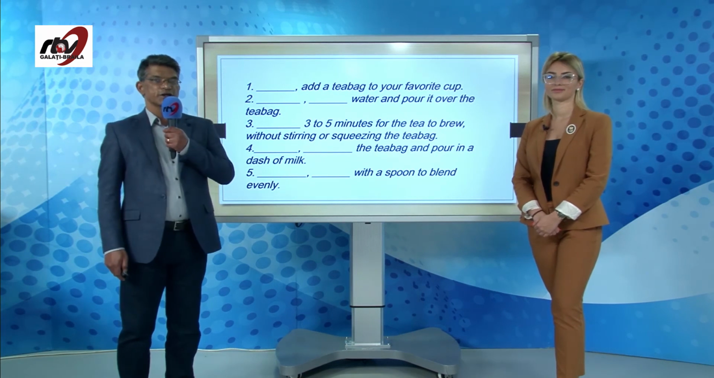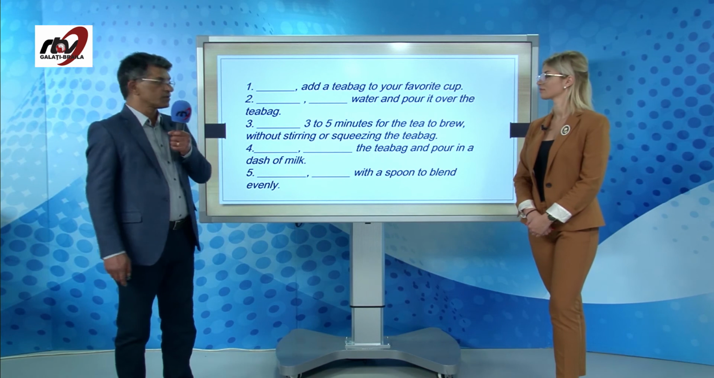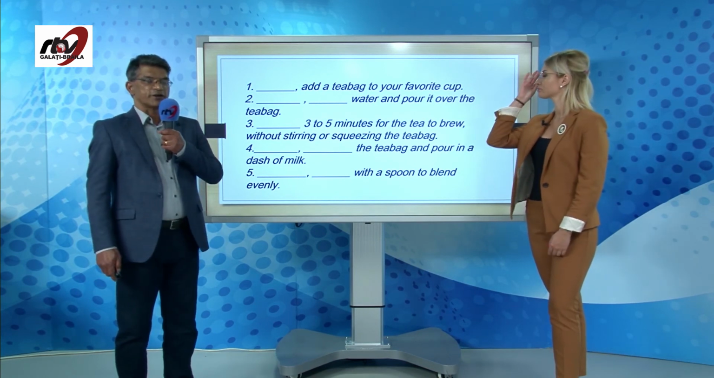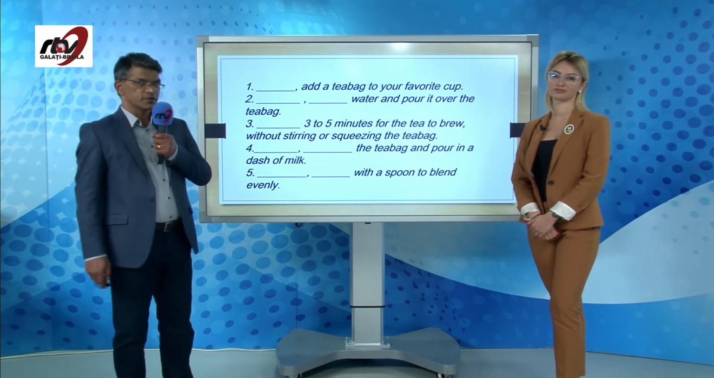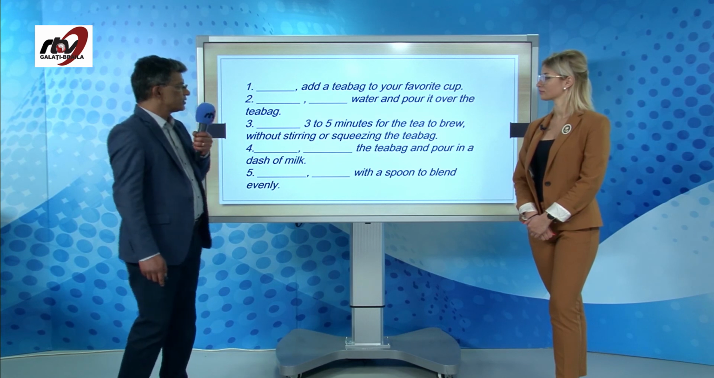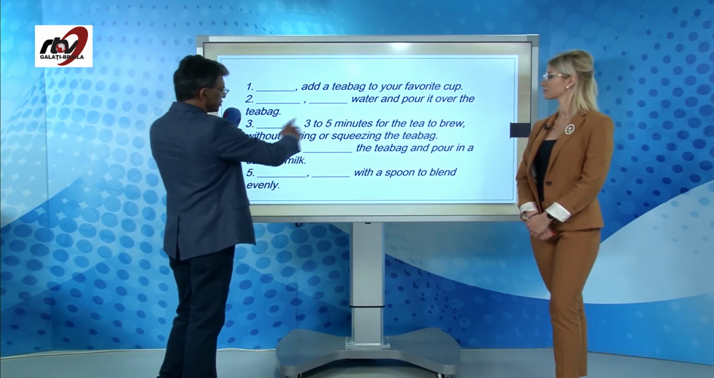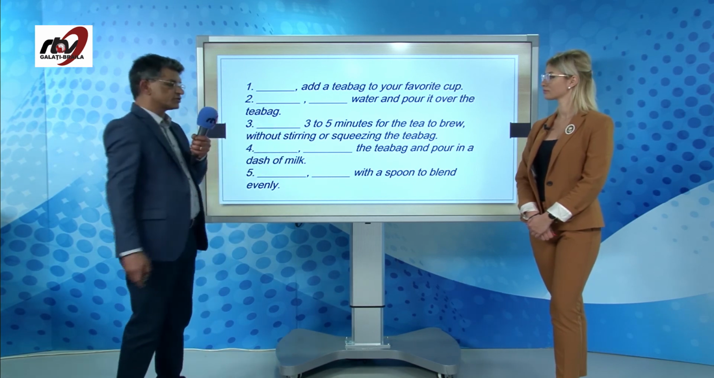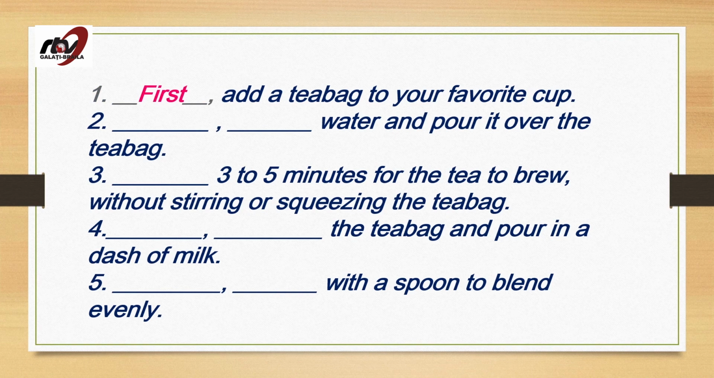And now, students, why don't we all try writing down these instructions to make a cup of tea. You can see some blank spaces, so let's see if we can fill it up. You can see that somewhere I have put the imperatives, in some imperatives are not there, and the sequencer. So let's start. I think it'll be first, add a tea bag to your favorite cup.